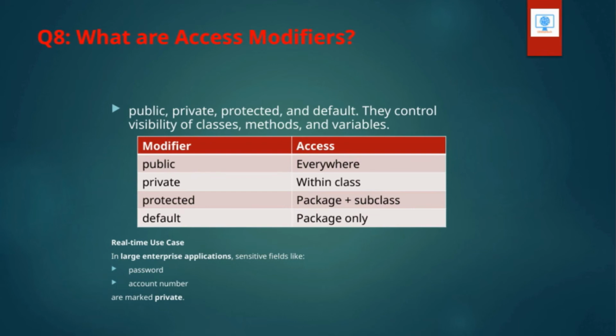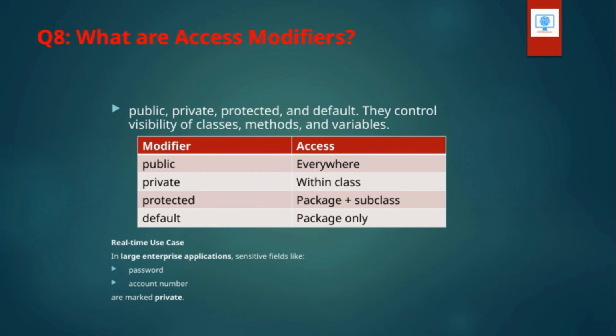Lastly, default access, which we sometimes just call package private, means the member is accessible only within the same package, not outside it. These modifiers are crucial because they control the visibility and accessibility of classes, methods, and variables. This helps us enforce encapsulation, ensuring that sensitive data is protected and that different parts of our application interact in a controlled way.